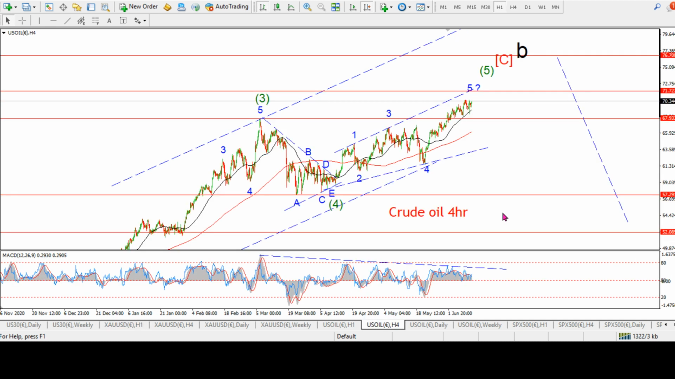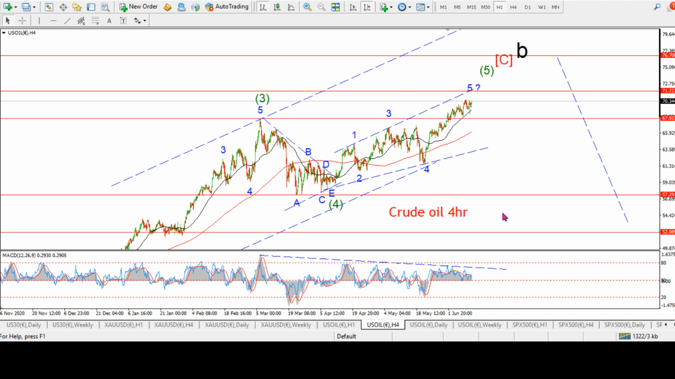Okay, so crude oil. I introduced this count earlier on in the week. It's possible expanded wedge wave 5. So you can see here we've got that major bearish divergence on the 4-hour count, momentum. We've got a 1, 2, 3, 4, 5, and we're moving up in towards an upper trend line again. We do have a break to a new high above the 3-wave high, so remains to be seen whether we are going to top out and move down again.